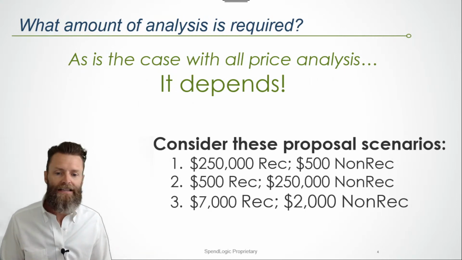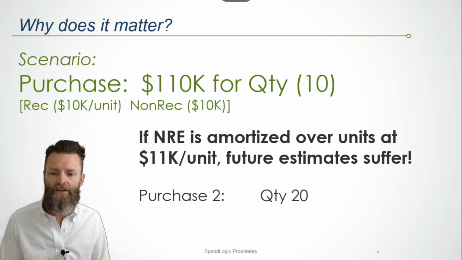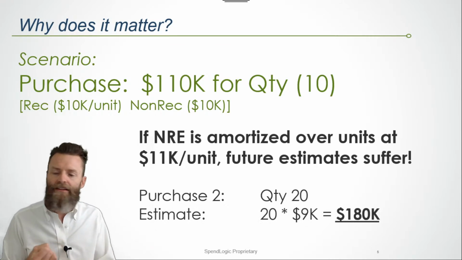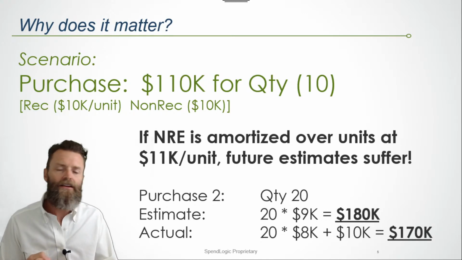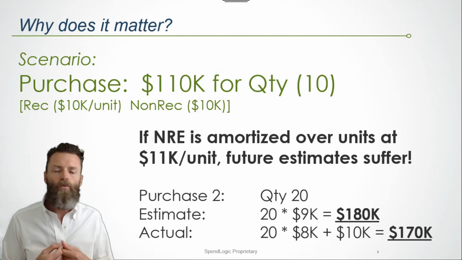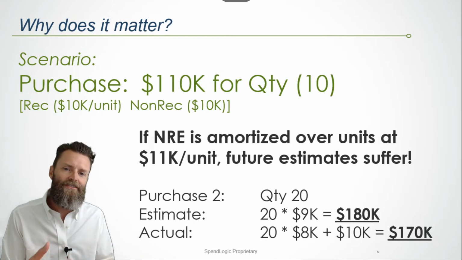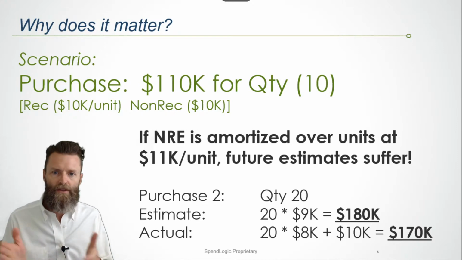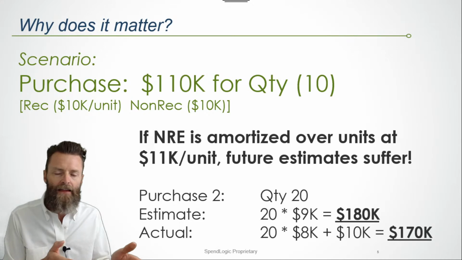Okay, let me tell you how I kind of came to these situations. Actually, let me run you through one more scenario and tell you why it actually matters. So let's say that you've got a purchase of $110,000 for quantity 10. Your recurring is $10,000 per unit. Non-recurring is $10,000. Why does it even matter if you have to break it up? This is going a little further than just defining recurring versus non-recurring, but I want to give you a feel for why it matters downstream and why you really should pay attention to breaking out recurring versus non-recurring.